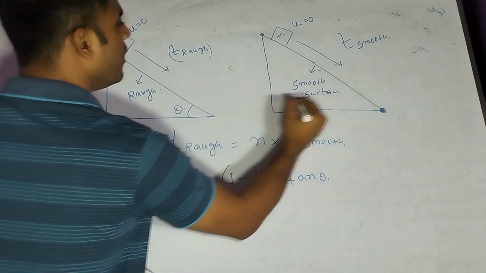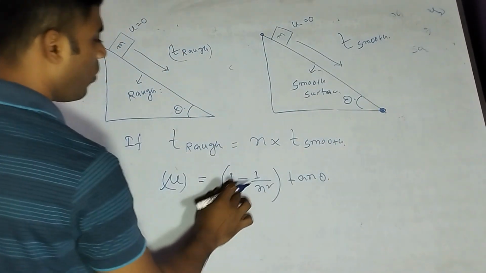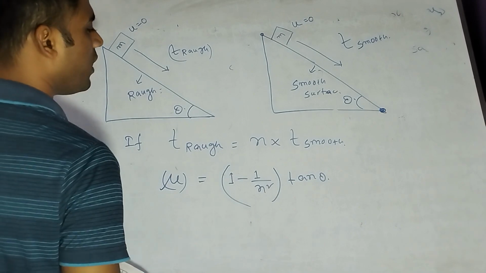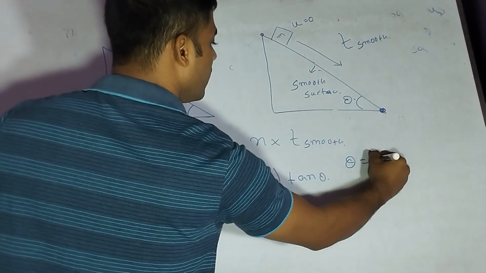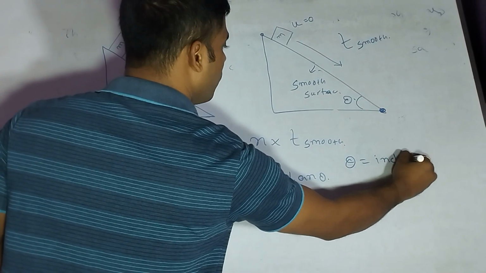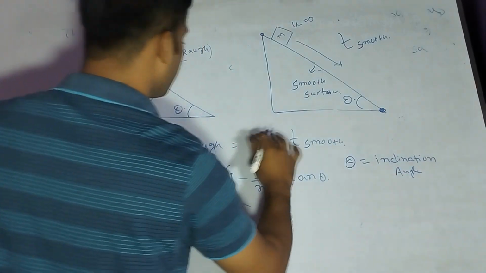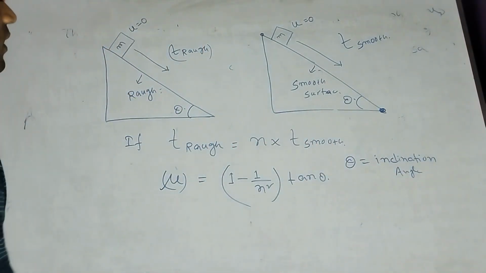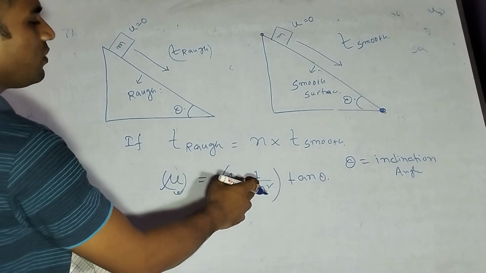This theta value is also given, tan theta. So 1 minus 1 by n square into tan theta. Theta is the inclination angle, that means this is the theta, inclination angle. This is the quick procedure for rough surface and smooth surface questions. You always get the question of the coefficient of friction. Then the value is 1 minus, this is the n value.